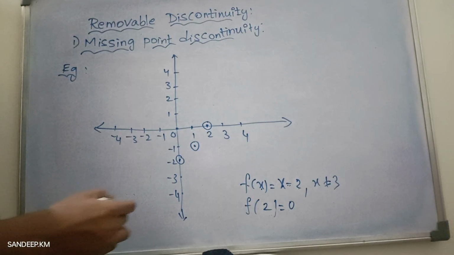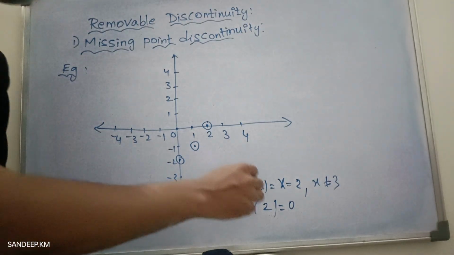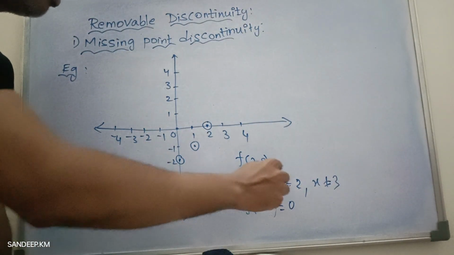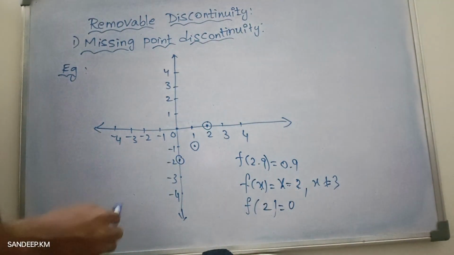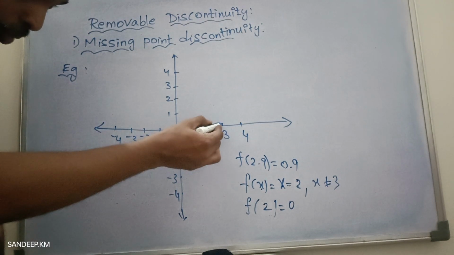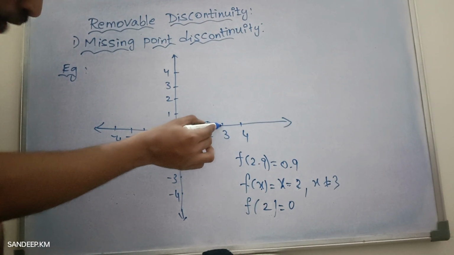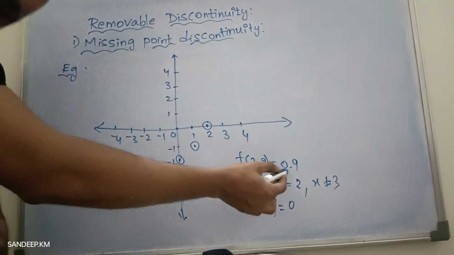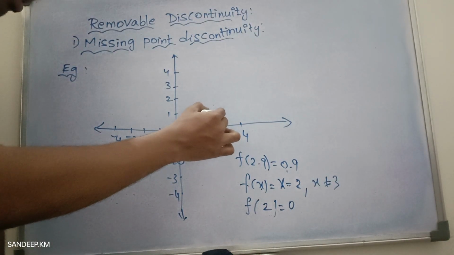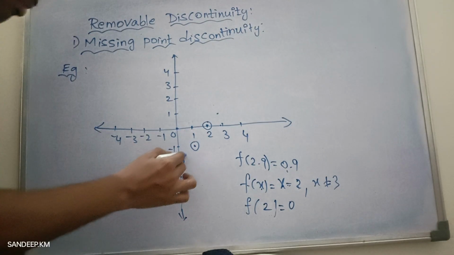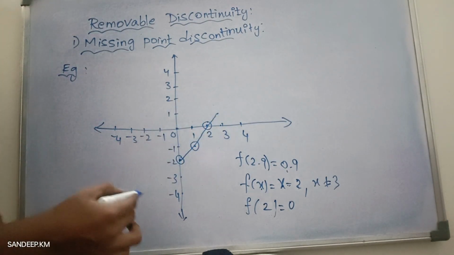Next, when input is 2.9, what happens? 2.9 minus 2 is 0.9, correct? That means any input very close to 3, like 2.9, gives an output very close to 1, which is 0.9. Somewhere here. Let me join the graph. It goes straight.